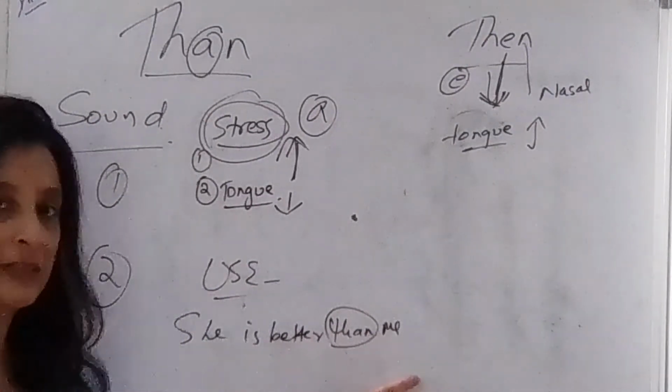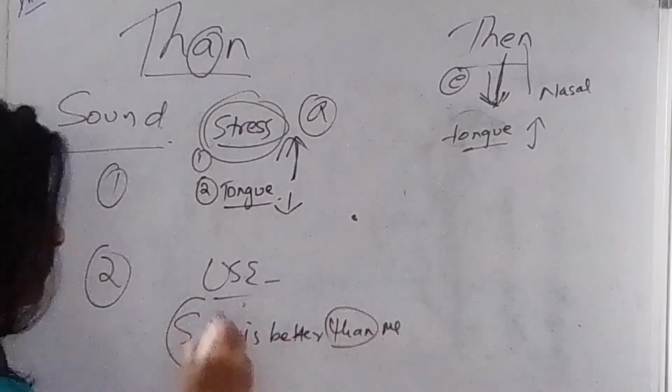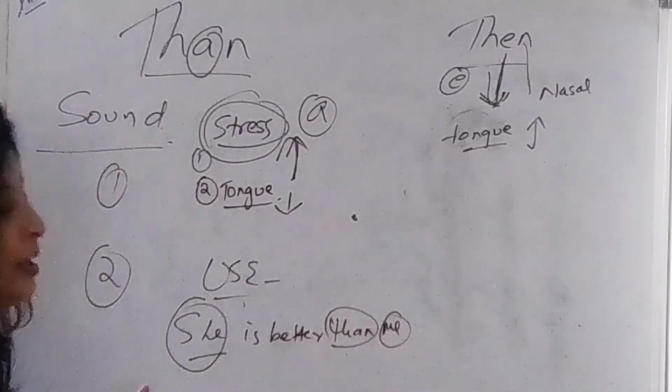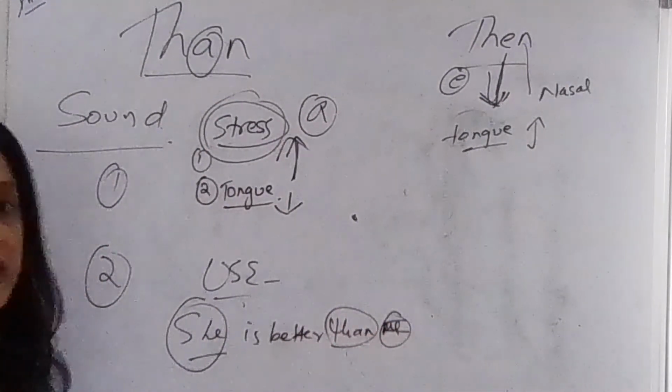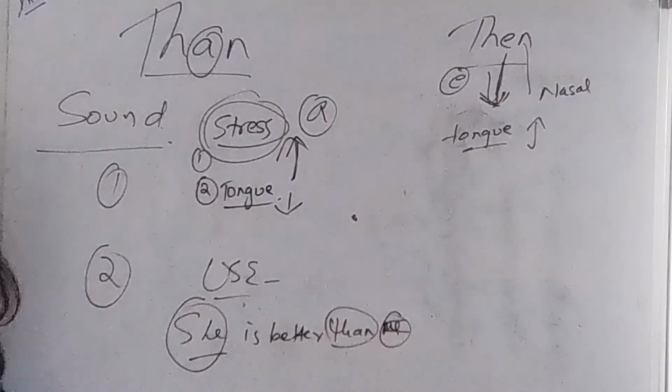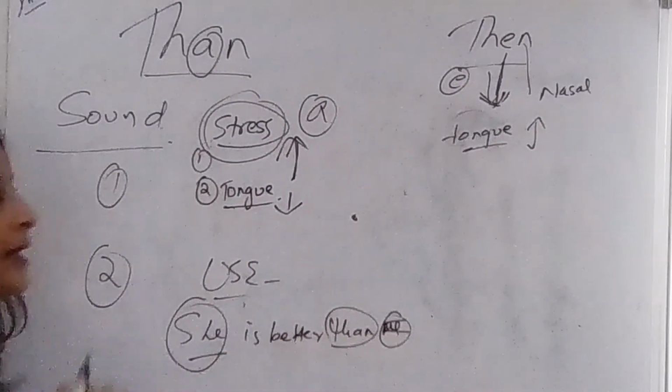She is better than me. Stress is here because you are giving a degree. You are comparing it, comparing her with yourself. So she is better than me. Yeah, she is better than me. So you are comparing it.